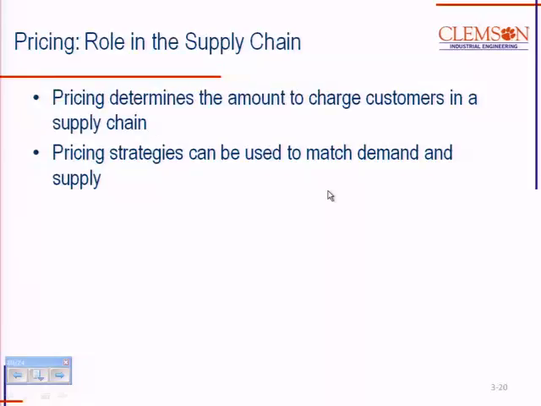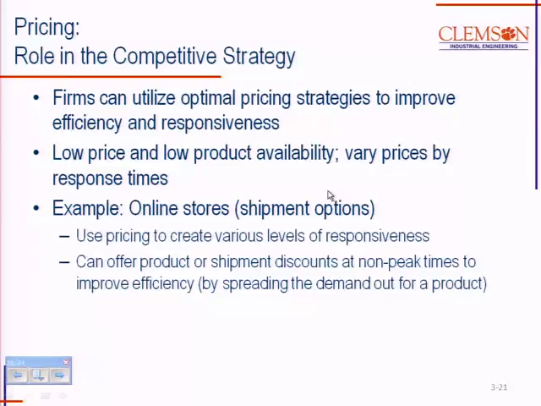Okay, the final one is on pricing and determining the amount to charge customers in a supply chain. This kind of strategy can be used to better match supply with demand. It's almost basic economics. Again, I'm coming back to efficiency versus responsiveness. The concept here is that depending on how quickly a customer needs a product, you can charge a premium.